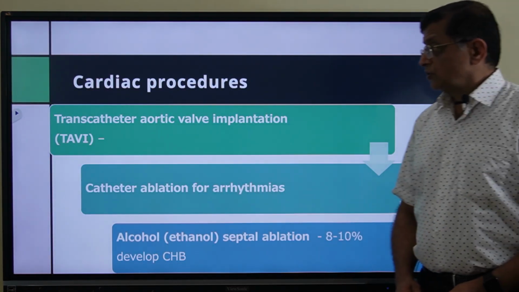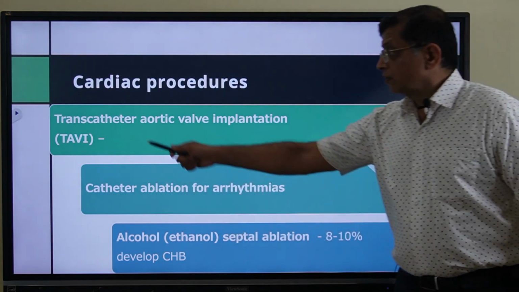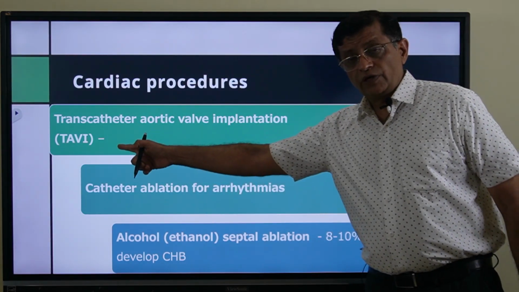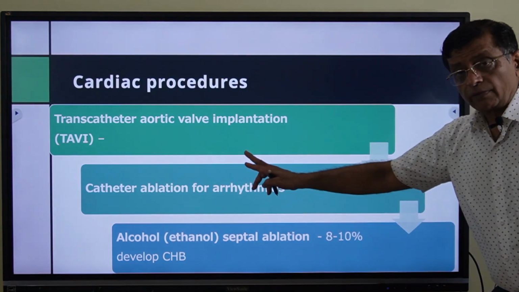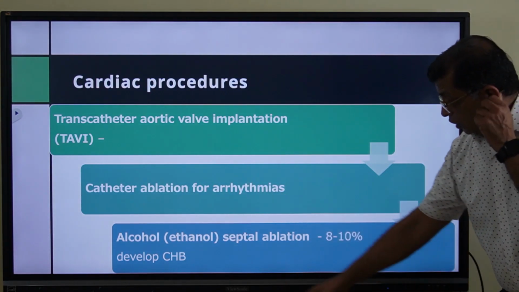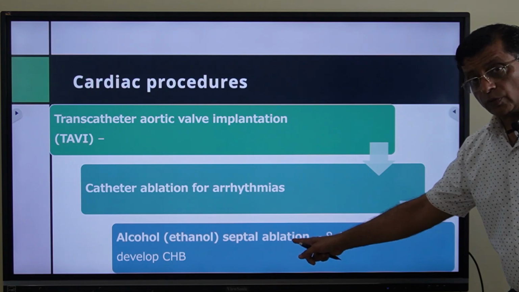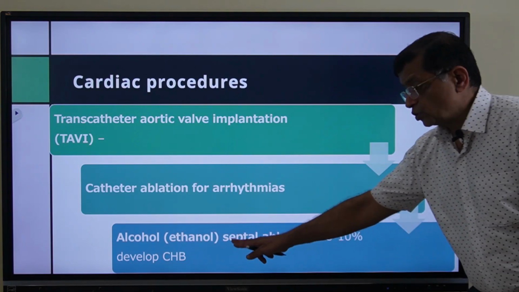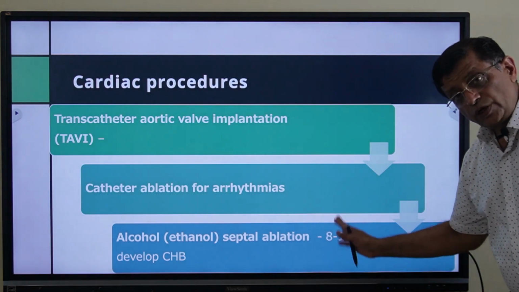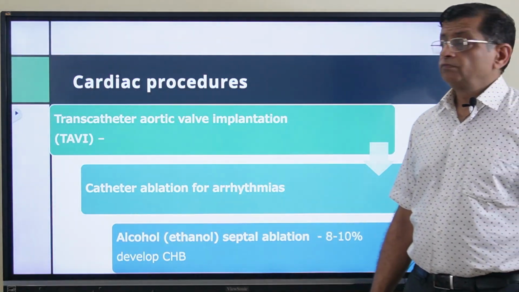Some cardiac procedures, notably transcatheter aortic valve replacement (TAVI), can cause AV block, as can catheter ablation for arrhythmia and alcohol septal ablation for hypertrophic obstructive cardiomyopathy. In this procedure, about 8 to 10% of patients will develop complete heart block after the procedure.